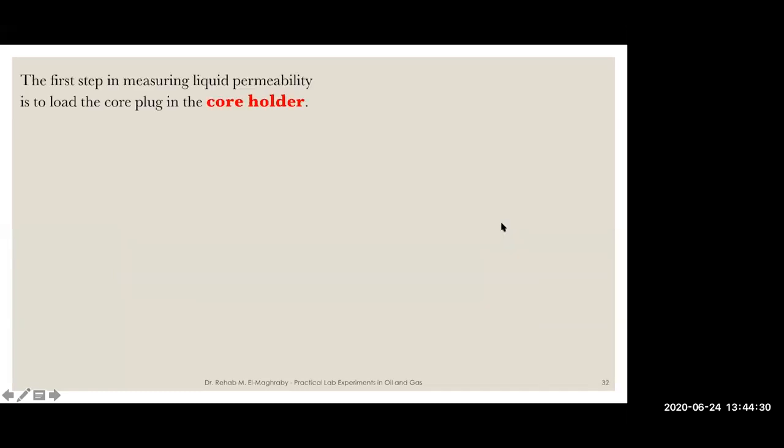The first step in any liquid permeability measurement is to put your core plug inside the core holder. So what is the composition of this core holder? I will try to open the camera now, and hopefully it will work.